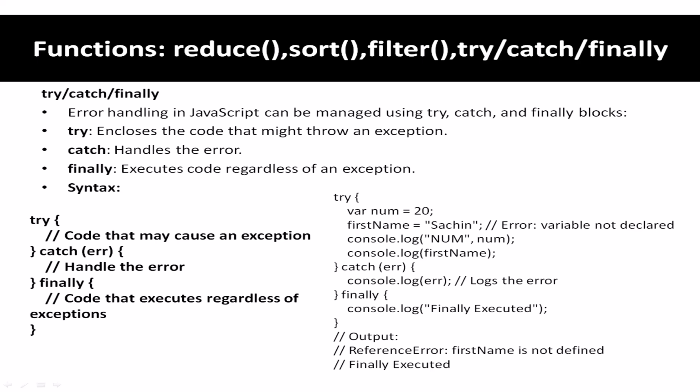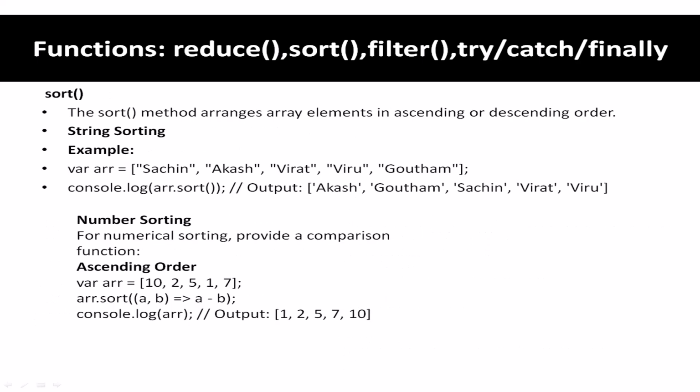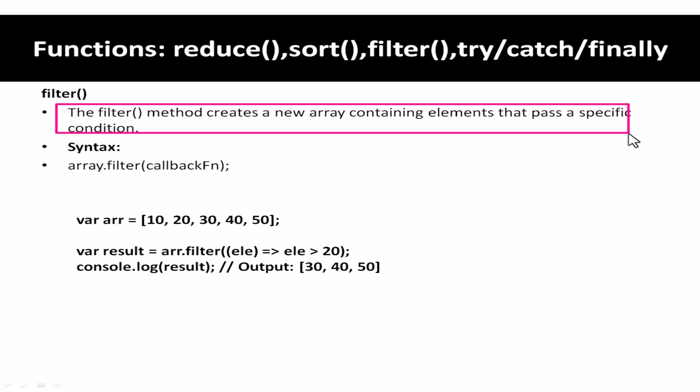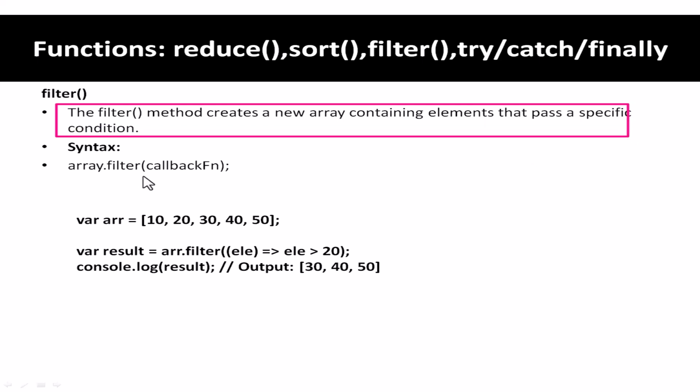So next one, filter. The filter method creates a new array containing elements that pass a specific condition. So what is the specific condition it is going to pass? It is going to have array.filter with a callback function. Which function will be called by filter? Inside filter, it is having some elements, so the array is what will be called.